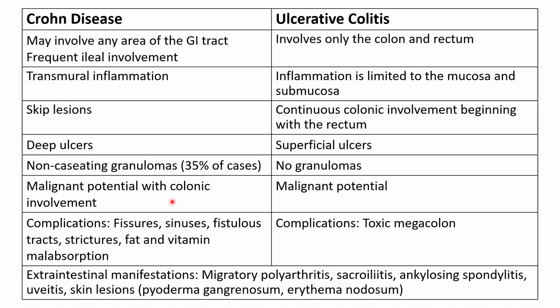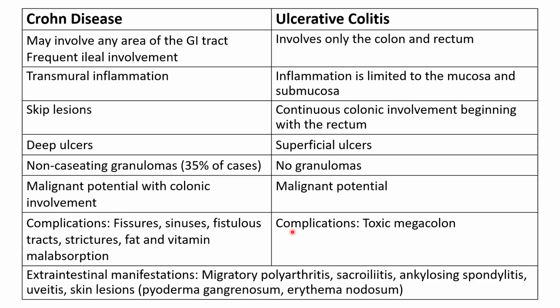In Crohn's disease, there is malignant potential only with colonic involvement. So there is increased risk of developing adenocarcinoma only if there is involvement of the colon with Crohn's disease. Whereas in ulcerative colitis, there is increased risk of developing colonic adenocarcinoma.